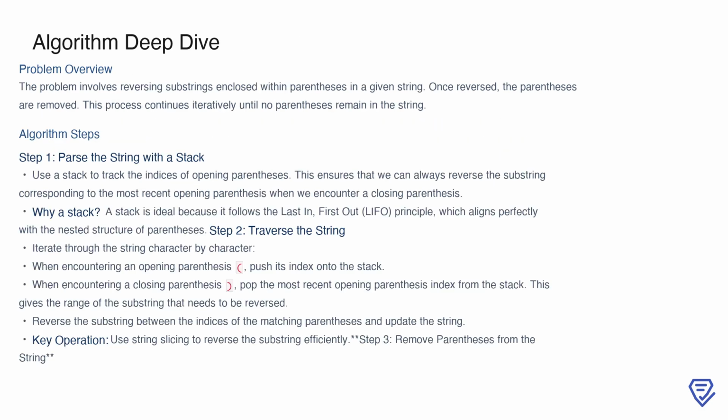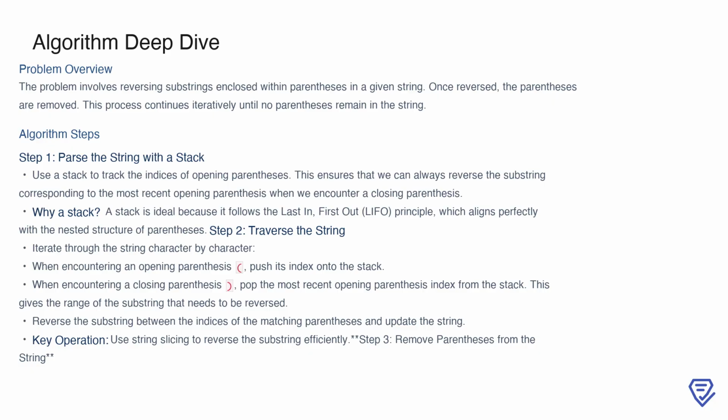To tackle this problem of reversing substrings enclosed within parentheses, we need a structured approach. The goal is to reverse the substrings within each pair of parentheses and remove the parentheses themselves, repeating the process until no parentheses remain in the string. To achieve this, we start by parsing the string with a stack. The stack helps us keep track of the indices of opening parentheses.